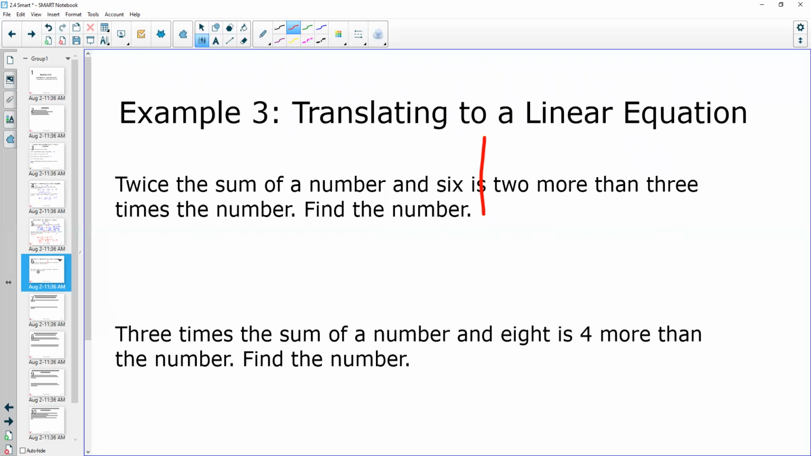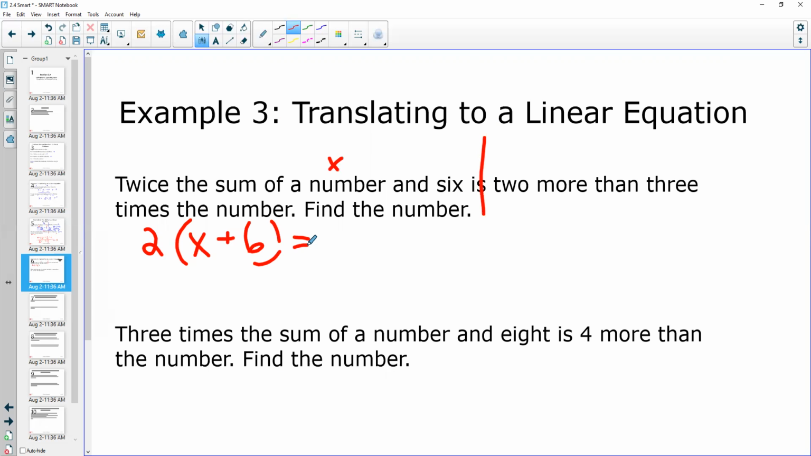So in that case, that was 5 times x in the first one. In this one, it says twice the sum. So it's twice that group of a number and 6. When it says twice, like an operation, or 3 times an operation or whatever, you need to put that operation in parentheses. So it's the sum of a number, x is our number, and 6. It's twice that. Then the equal sign.